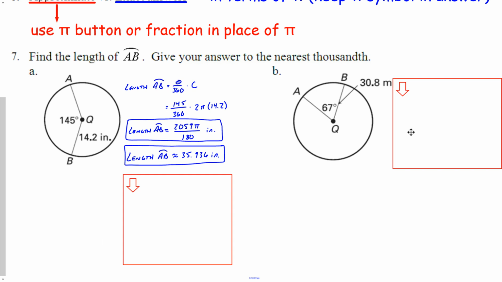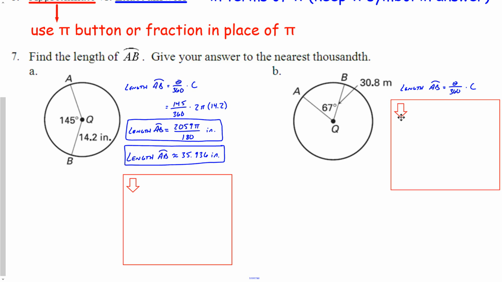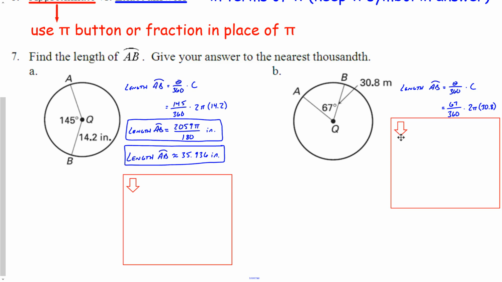Now I'd like you to try to do B. Again, just worry about giving me the answer to the nearest thousandth. When we do part B, we have to start out with that same arc length formula again. 67 would go in for theta. The 30.8 would go in for radius if you're using 2 pi r for circumference.